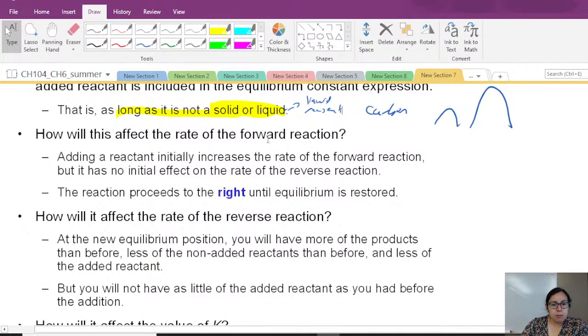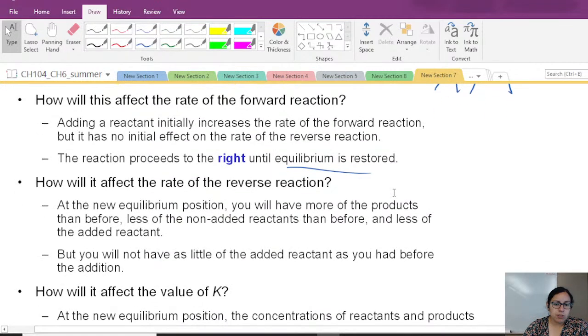How does this affect the rate of your forward reaction? Adding a reactant initially increases your rate, because you have more of your reactant, but then it will restore equilibrium. There's no initial effect on the reverse reaction until you start making more NO2, and then it will go back in reverse. How does it affect the reverse? At your new equilibrium position, we have more products than before, less of the non-added reactants than before, and less of the added reactant.